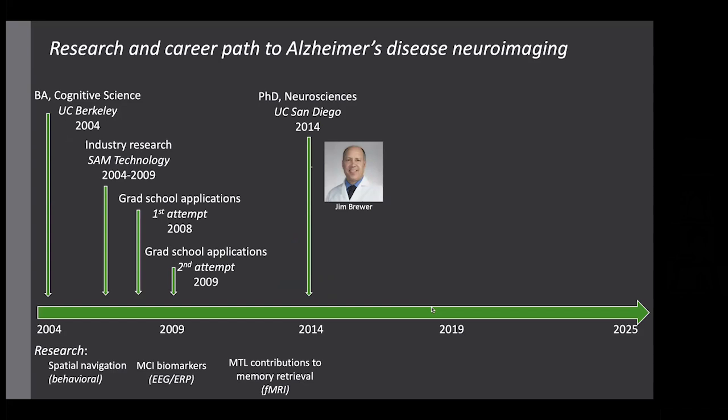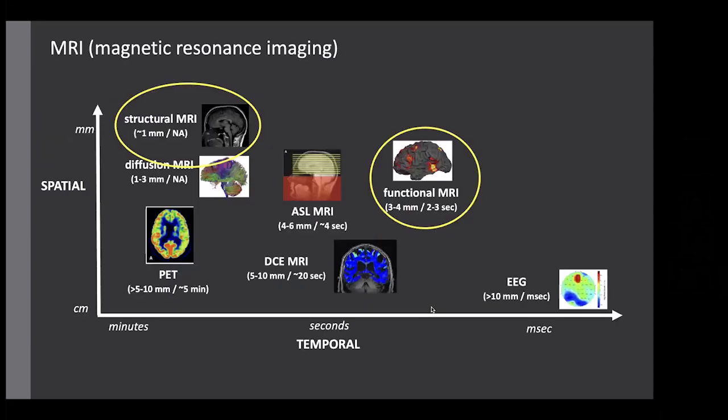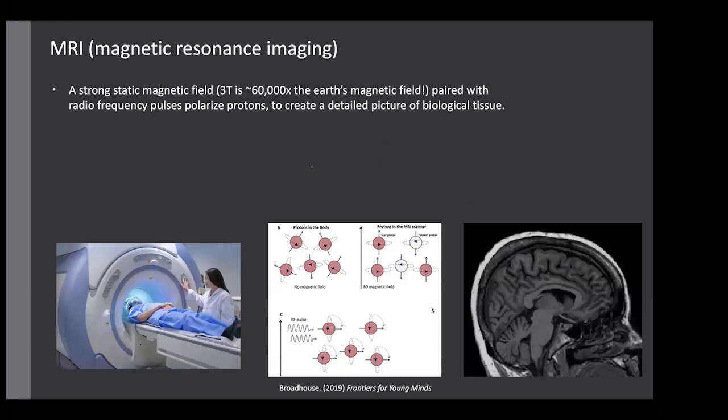And during my PhD is when I was introduced to MRI. So my dissertation used functional MRI to understand how a part of the brain called the medial temporal lobe contributes to memory retrieval. And I'm not going to go into my personal research because it's not that relevant, but I will show you a little bit about MRI. So there are actually various forms of MRI. But to start off with, I'm going to highlight structural MRI and functional MRI because these are the techniques I was first introduced to.